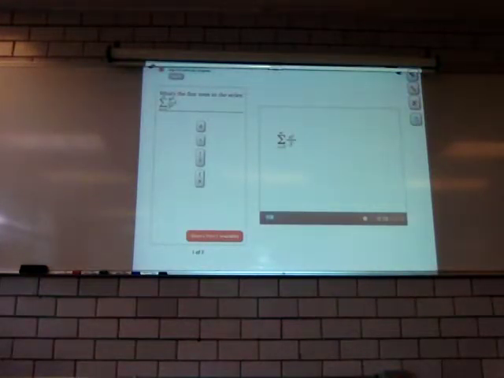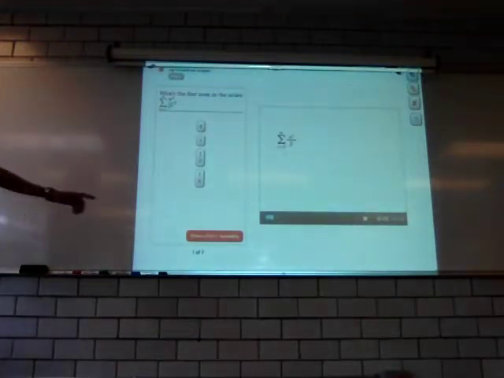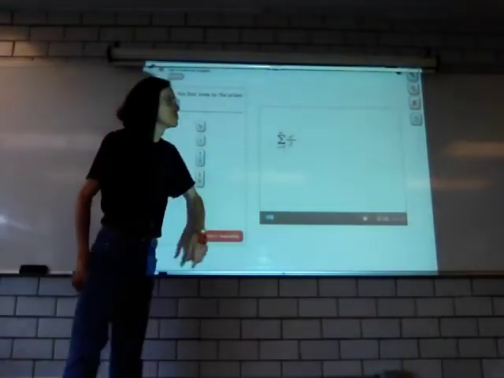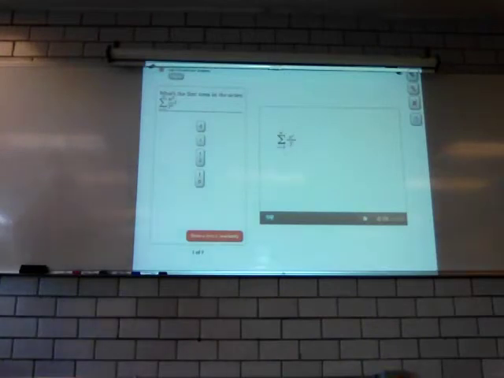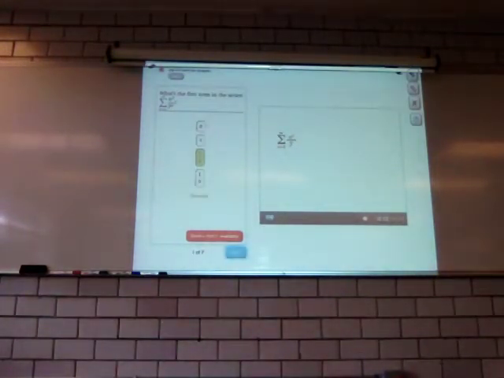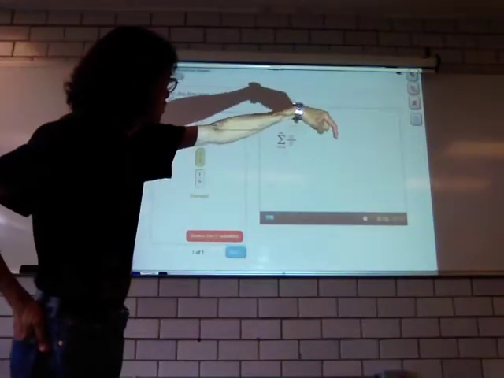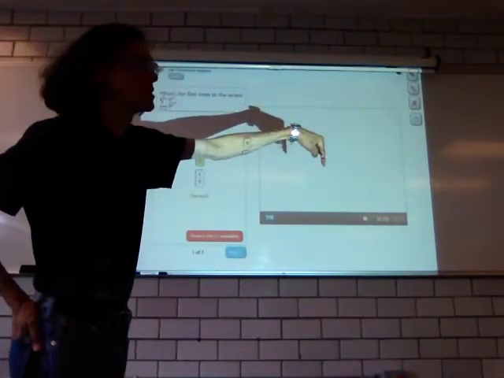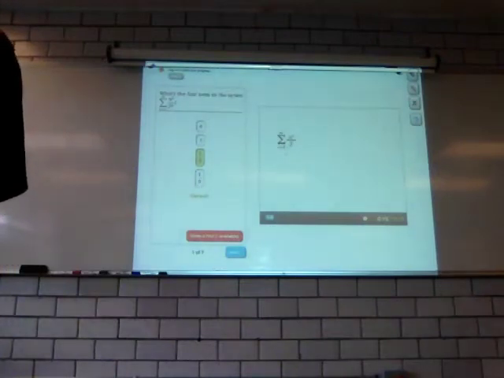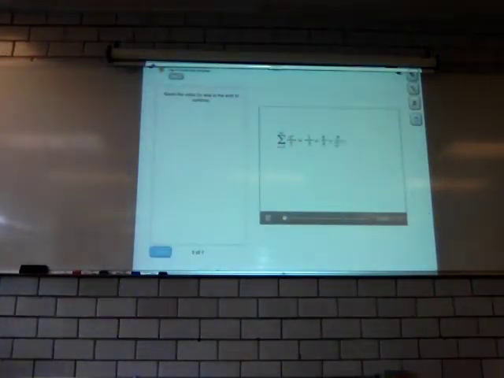0, 1, 1 tercio o 1 noveno. El primer término sería donde n es igual a 1. Si n es igual a 1, el primer término es 1 tercio. N es igual a 1, al cuadrado queda 1, 3 a la 1 es 3, un tercio. Right. The first term is a third.